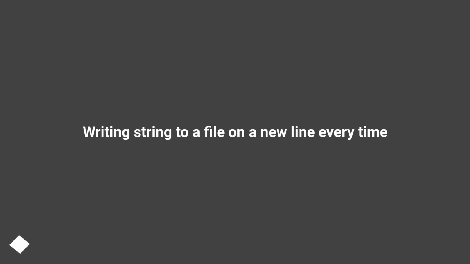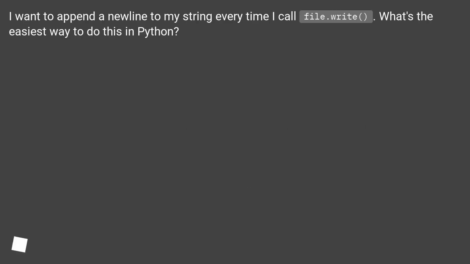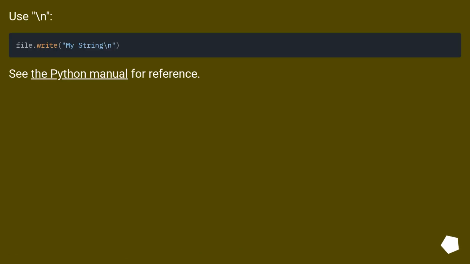Writing string to a file on a new line every time. I want to append a new line to my string every time I call file.write. What's the easiest way to do this in Python? Use \n. See the Python manual for reference.